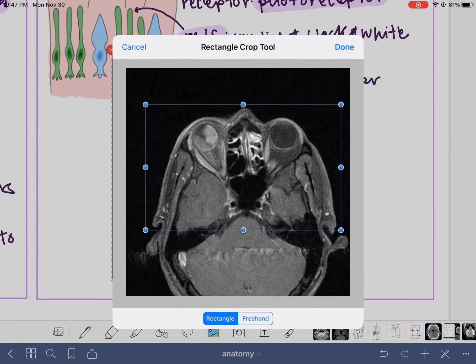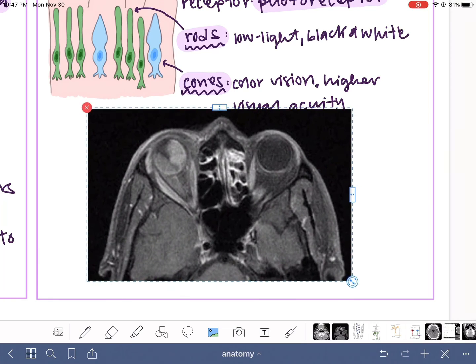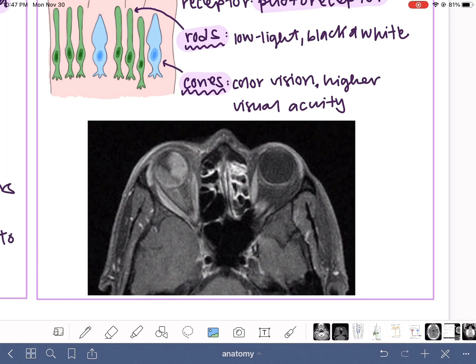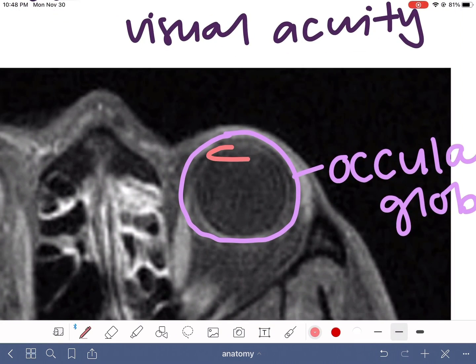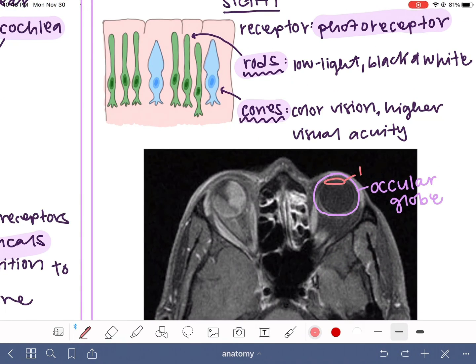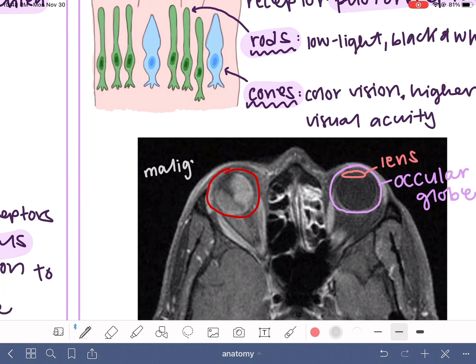I want to show a CT scan here of kind of what the eyes will look like typically. Well, maybe not so typically. On the right here, we have an ocular globe, which is the eye, and if you look close, you can kind of see the lens that is actually refracting the light and focusing it onto the back of the eye, which is where the retina is, which is where the rods and cones are. And then on the left here, it looks a little weird. This is actually a malignant melanoma of the eye.